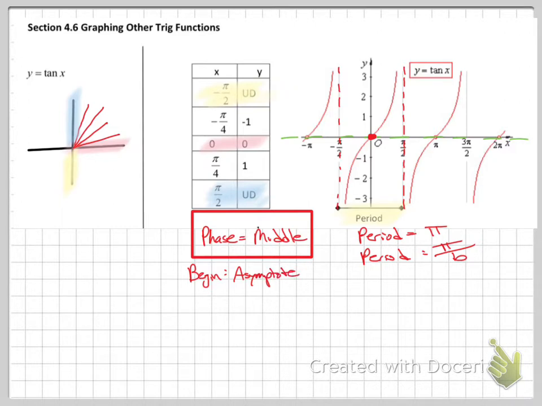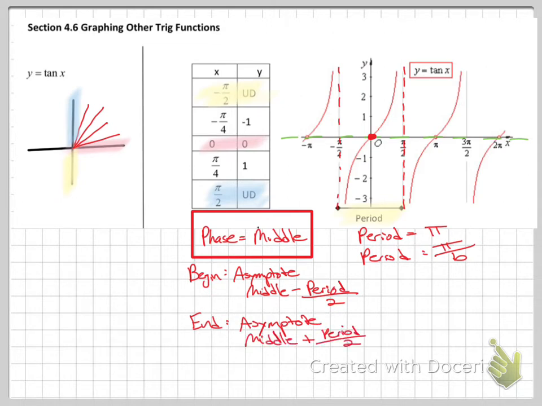And it's going to be middle minus the period over 2, right? Half the period to the left will give me an asymptote. And then the end is also going to be an asymptote. It's going to be middle plus the period over 2. Might make more sense when we do one with numbers. But this is some stuff I need you to have written down before we move on to graphing tangent.